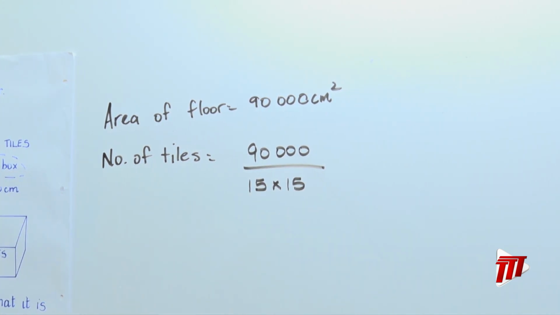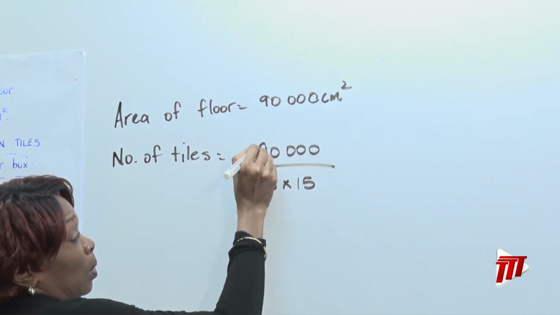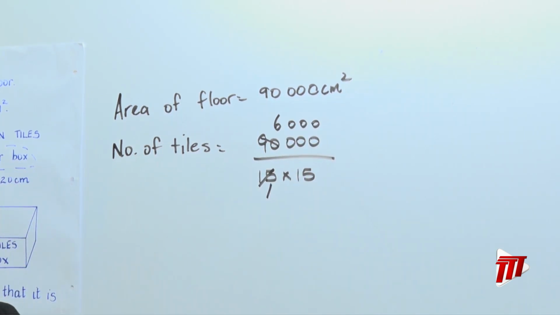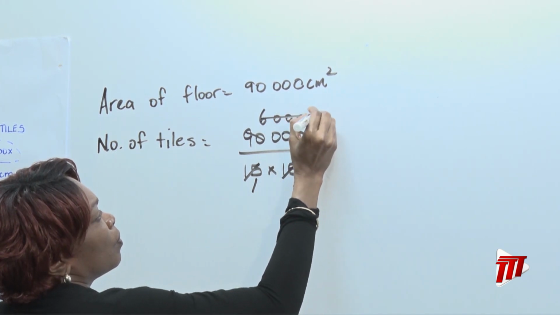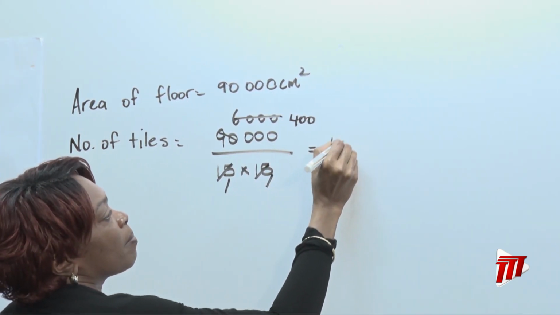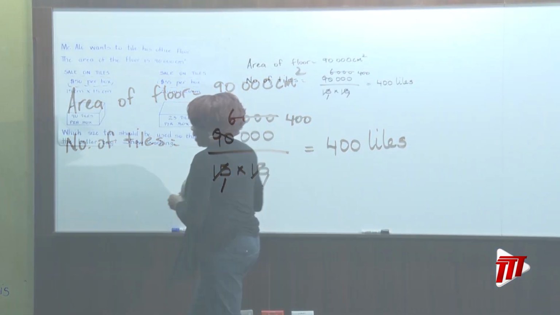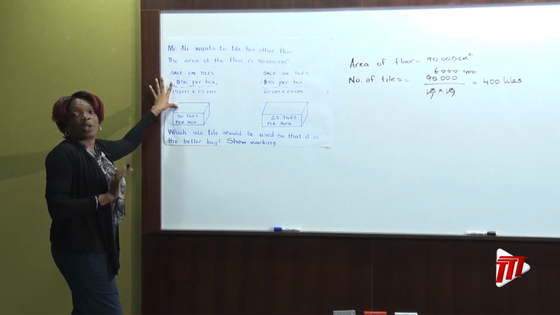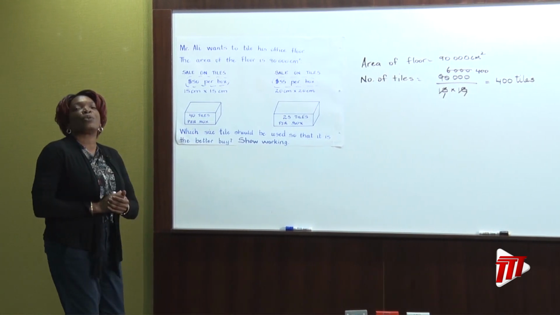Are you with me, boys and girls? So let's go. Division. So far, so good. So in truth and in fact, 400 tiles are needed if we were to go with this side here with the $50 per box. But we're not finished yet. All right, boys and girls. So what are we going to do now?